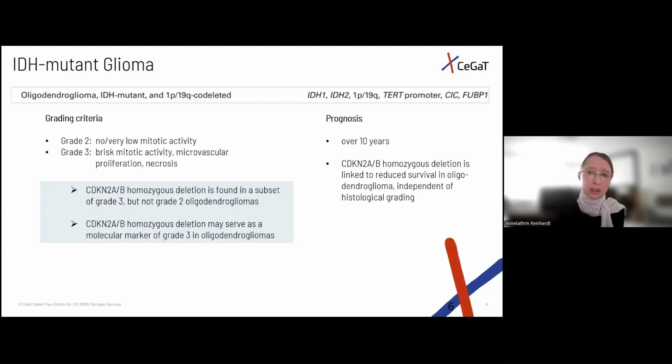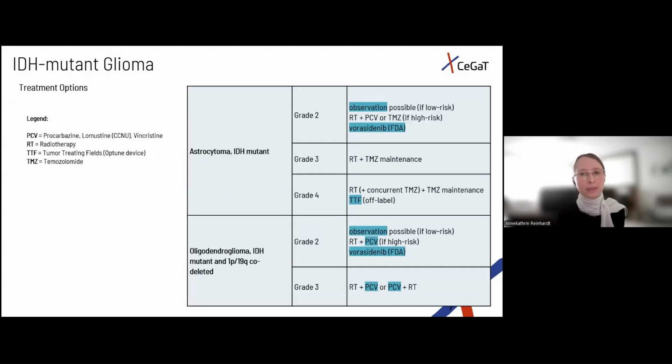Why is it important to distinguish astrocytoma and oligodendroglioma? Because oligodendrogliomas have a longer survival than astrocytomas, most of them more than 10 years. There are also therapeutic differences, which I would like to refer to. I have to say I'm not an oncologist, I'm just a neuropathologist and my focus is more on the diagnosis, but I have looked into our guidelines, especially in Germany, for what is listed there for the therapy, and I would like to present that shortly.